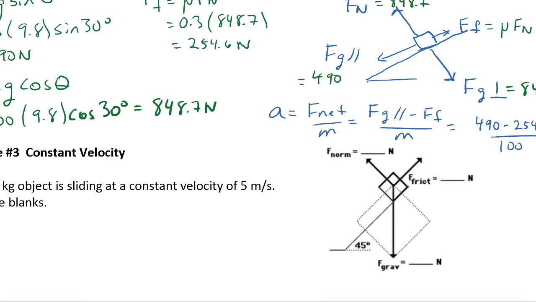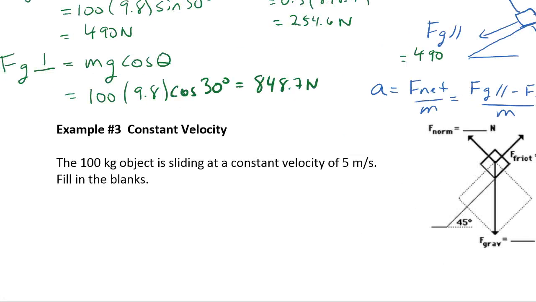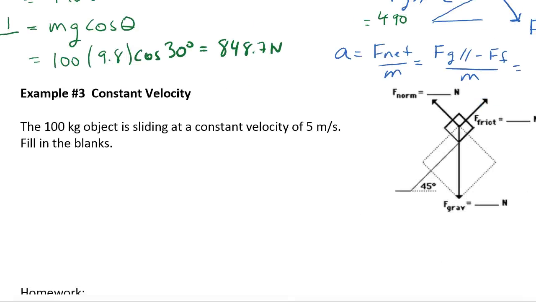Okay, in our last example, example number 3, is a constant velocity. So again we've got a 100 kilogram object, and it's sliding at a constant velocity of 5 meters per second. Well, when you see those words, constant velocity, we should have an alarm going off, a bell saying, oh, constant velocity. That means that the acceleration is equal to 0. That means that the net force is going to be equal to 0. Another way of saying that is that all the forces are balanced.